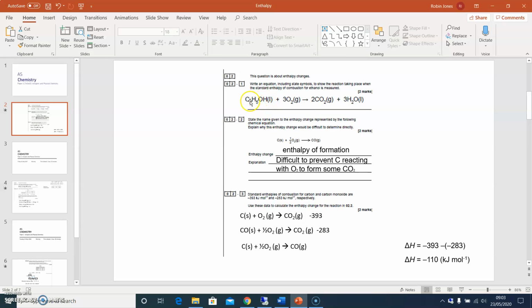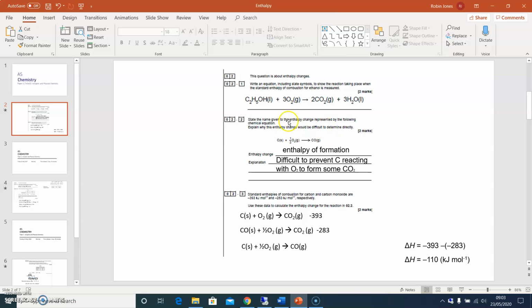Let's have a look now. 2 carbons, 2 CO2s, fine. 6 hydrogens, 3 waters to make 6 hydrogens. 2 times 2 is 4, plus 3 times 1 is 7. There's 1 in the ethanol, so we need 6 in here, 3 O2s.